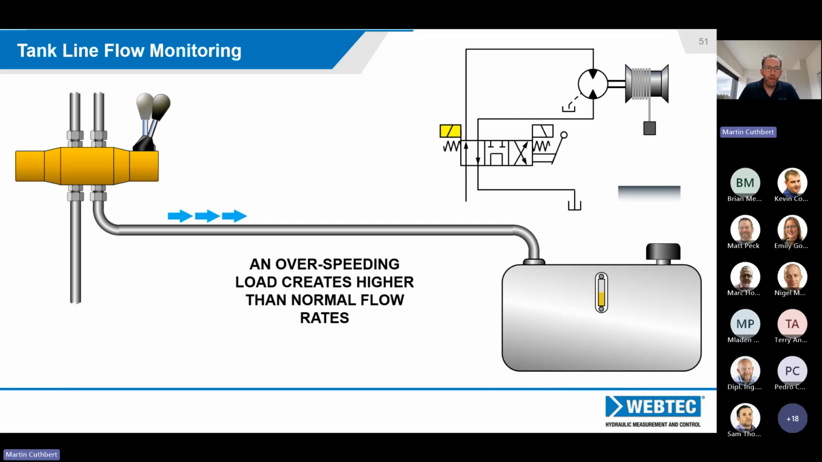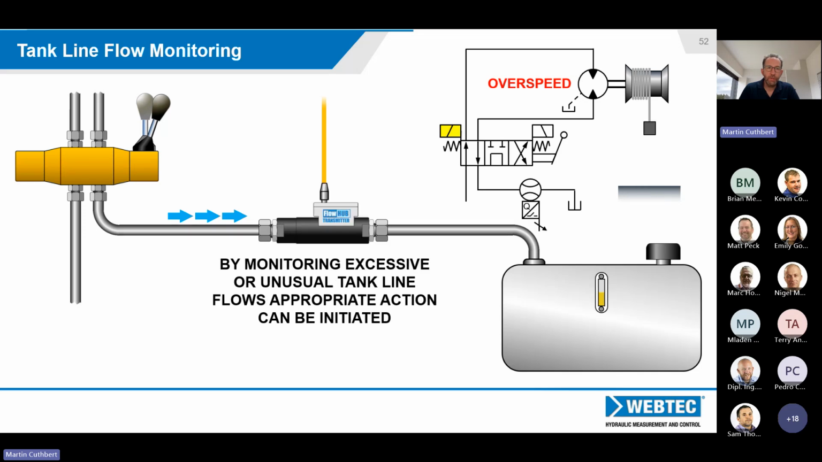So an overspeeding load creates higher than normal flow rates. We could put a trigger on that. So if we don't have anything in place, we're just going to get a falling weight like that. If we put monitoring in place, we could then use that to trigger a valve to move.